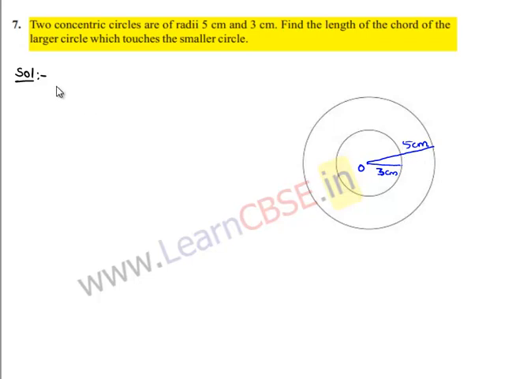So initially let us know what concentric circles are. We know that concentric circles are circles which have the same center. Therefore here O is the common center for both the concentric circles.